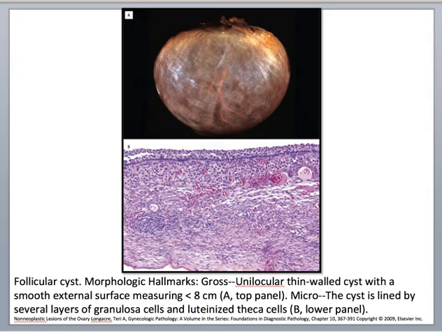These images show the morphologic hallmarks of a follicular cyst. Grossly, these are unilocular, or a single cyst. They're thin-walled and have a smooth external surface. They're larger than 3 cm but less than 8 cm. Microscopically, the cyst is lined by several layers of granulosa cells and luteinized theca cells, so they appear morphologically similar to physiologic cysts.